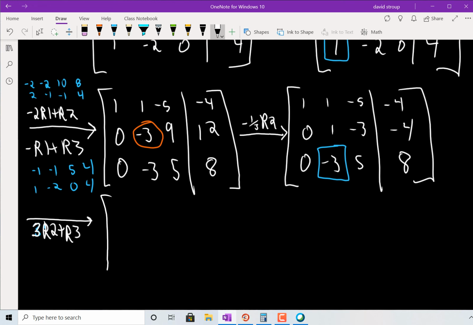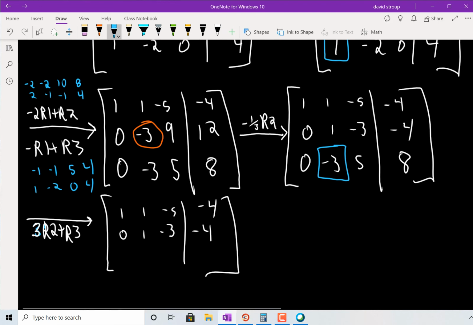And so row 1 and row 2 stay the same. 1, 1, -5, -4, 0, 1, -3, -4. And then this last row changes. Let me do the arithmetic in blue. 3 times row 2 is 0, 3, -9, -12. And then, of course, row 3, 0, -3, 5, 8. So we get my cancellation like I want. 5 plus -9 is -4. 8 plus -12 is -4.